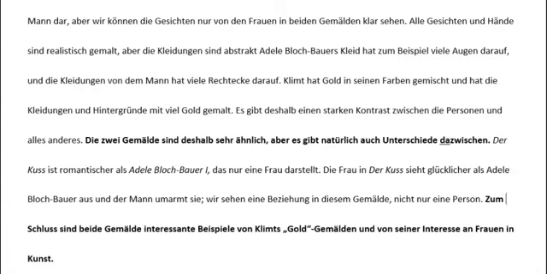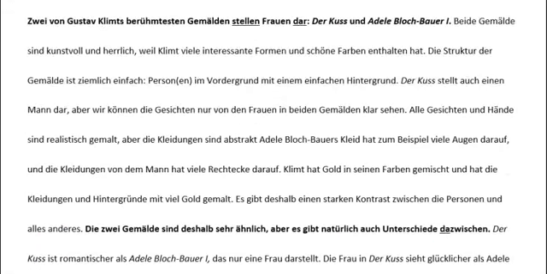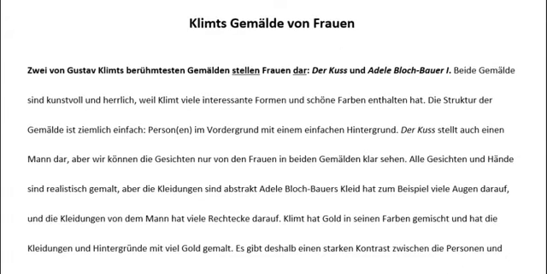Alright, and then for my concluding sentence, zum Schluss, in conclusion, sind beide Gemälde interessante Beispiele von Klimts Goldgemälden und von seiner Interesse an Frauen in Kunst. Right? This is not the world's most earth-shattering concluding sentence, but it works. In conclusion, both paintings are interesting examples of Klimt's gold paintings and of his interest in women in art. It's kind of a nice little vanilla ending for us. So let's go back and read this in more detail.